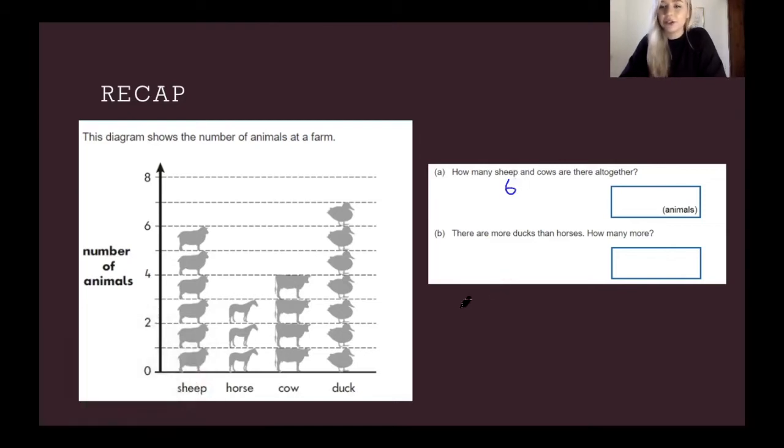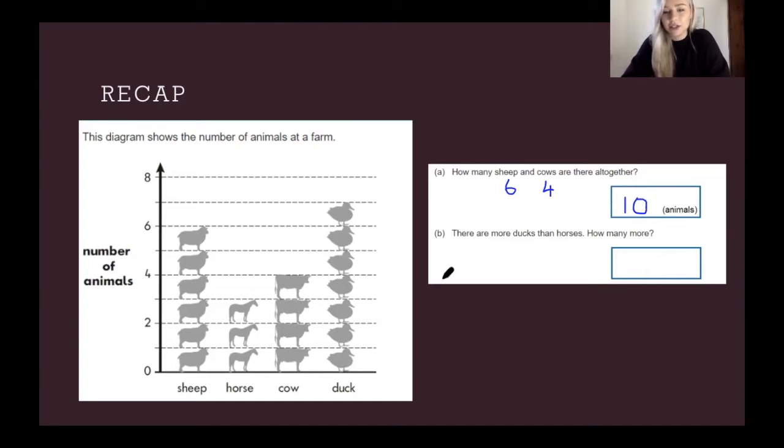And then we're going to look at how many cows there are. We can see that the pictures go all the way up to the line where the number 4 is. Now we need to work out how many there are all together, and we know that 6 plus 4 equals 10. There are 10 sheep and cows all together.